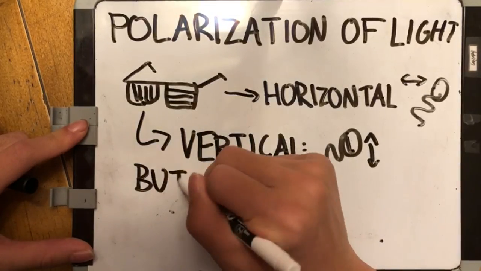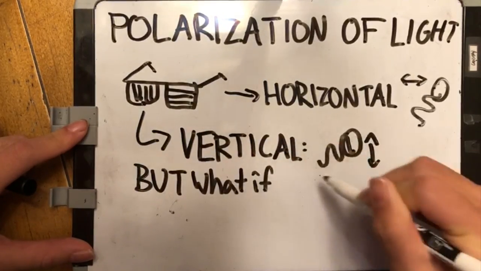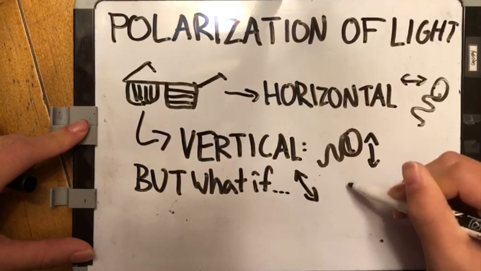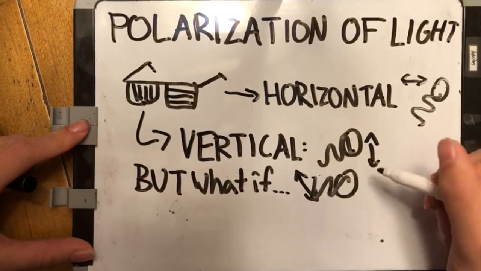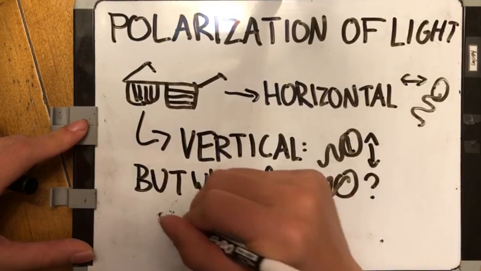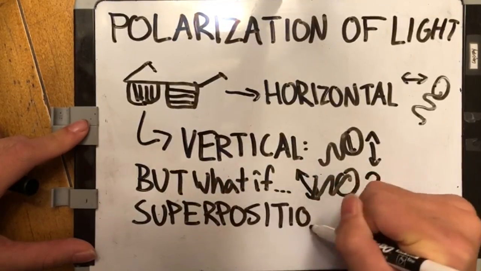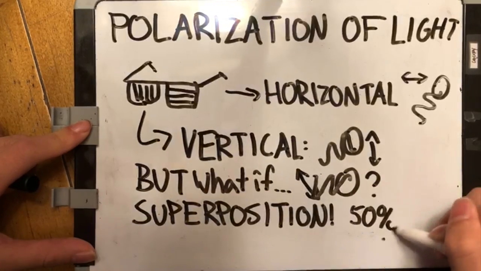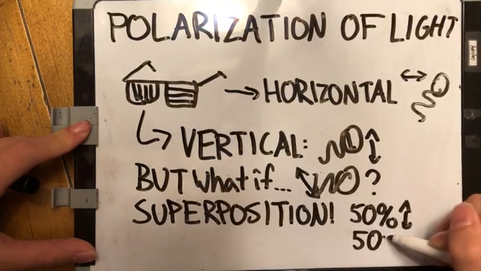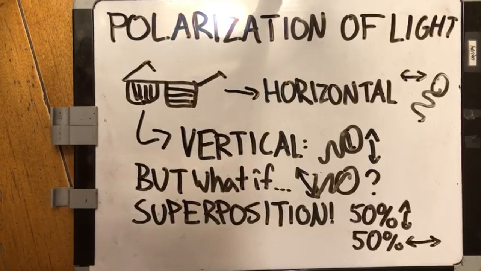But, I hear you cry, what if it's polarized at an angle? Well, you are a very smart person. You have essentially discovered what the idea of superposition is. In this case, the photon is in a superposition of both vertical polarization and horizontal polarization. It is part up and down and left and right.